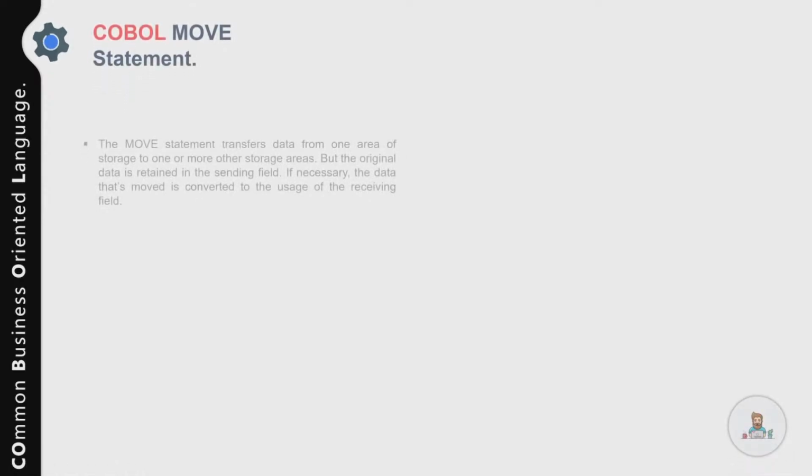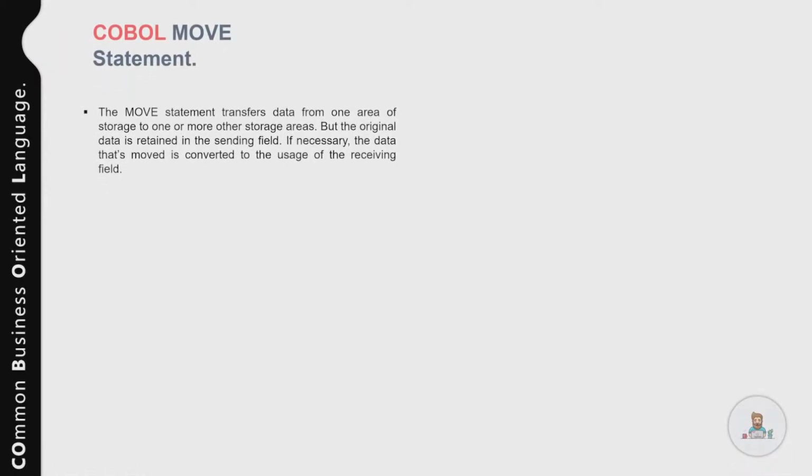Now let's talk about the COBOL move statement. By definition, the move statement moves data from a literal or a sending field to one or more receiving fields. But the original data is retained in the sending field. It is necessary that the data moved is converted to the usage of the receiving field. Apart from that, the source and destination identifiers can be group or elementary data items.